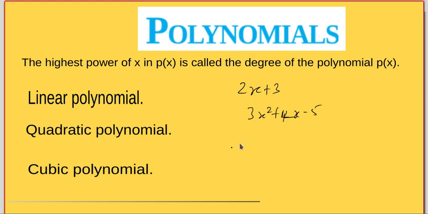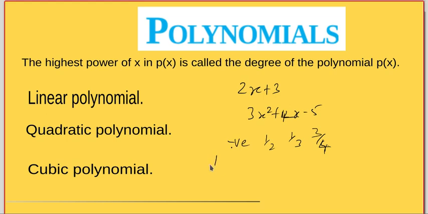Which is not a polynomial? The power of the variable should not be negative or a rational number. Power should not be in the form of 1 by 2, 1 by 3, 3 by 4. So the power should not be a rational number, and power should not be negative also.